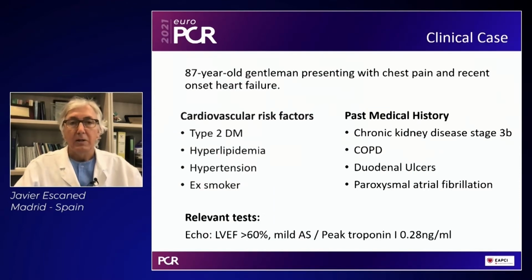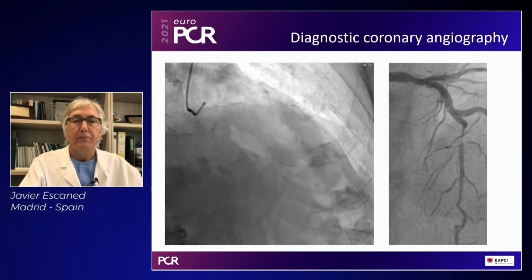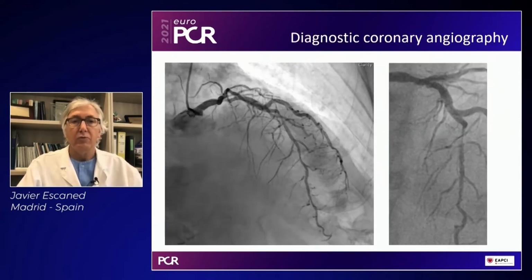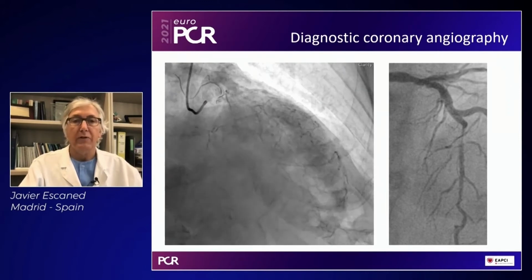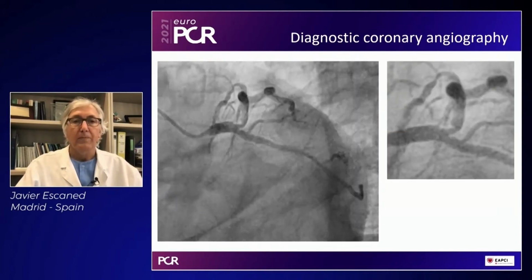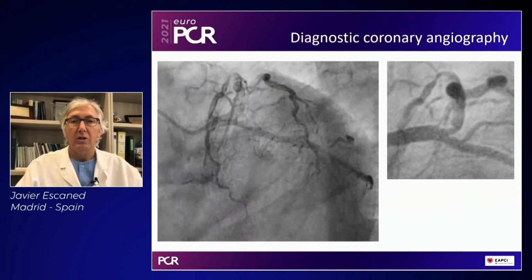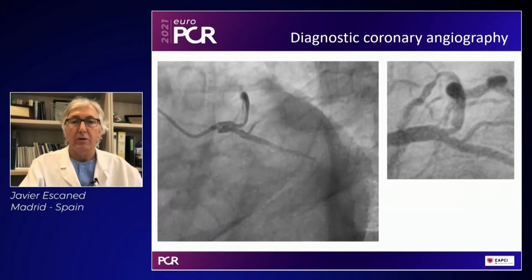So this is a case that we are discussing. It is an 87-year-old gentleman presenting with chest pain and recent heart failure. You can see that the patient has multiple cardiovascular risk factors. Importantly, he has chronic kidney disease stage 3B and also COPD. The left ventricular function was normal, and there was a slight elevation of troponin I levels. This is the coronary angiography that revealed that there were multiple lesions in the left anterior descending coronary artery, and also a very calcific ostial stenosis of the left anterior descending coronary artery as well.